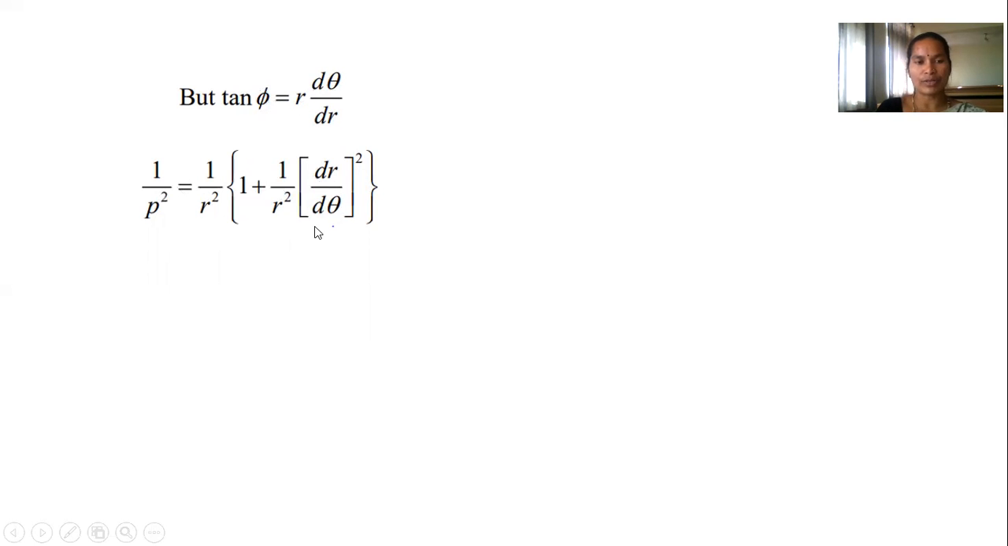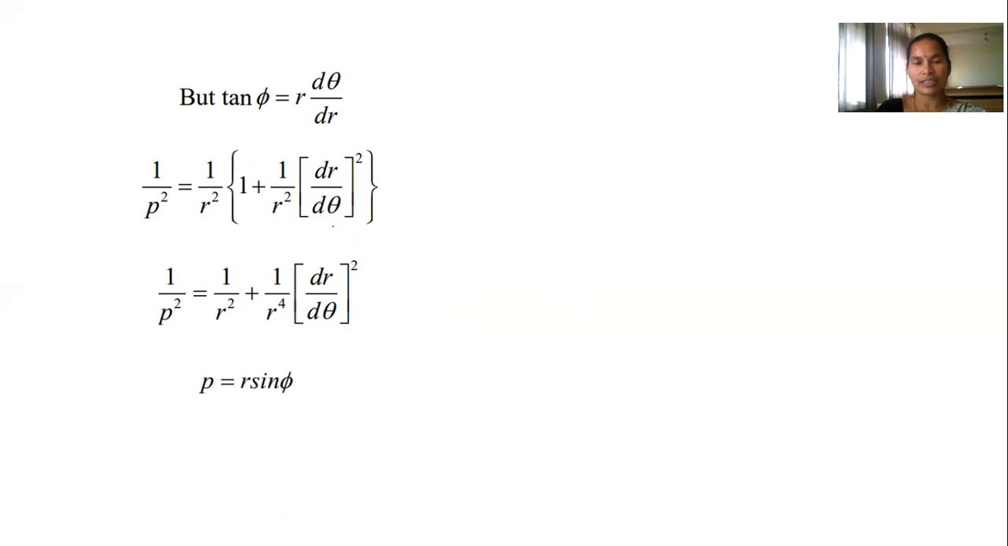If we introduce 1 by r square inside the bracket, we have 1 by p square is equal to 1 by r square plus 1 by r to the power 4 into (dr by d theta) whole square. This is the equation we use for the length of perpendicular from the pole to the tangent, the pedal equation, or the PR equation.